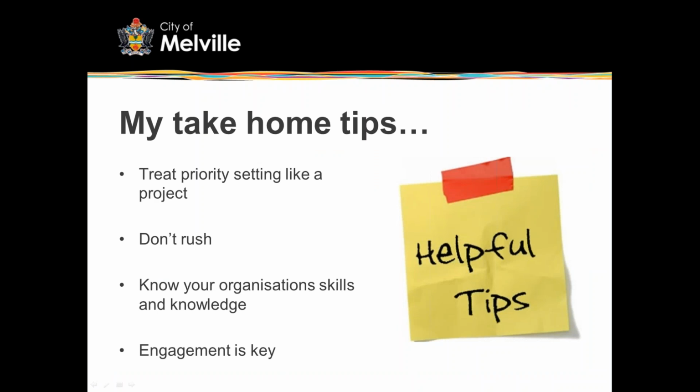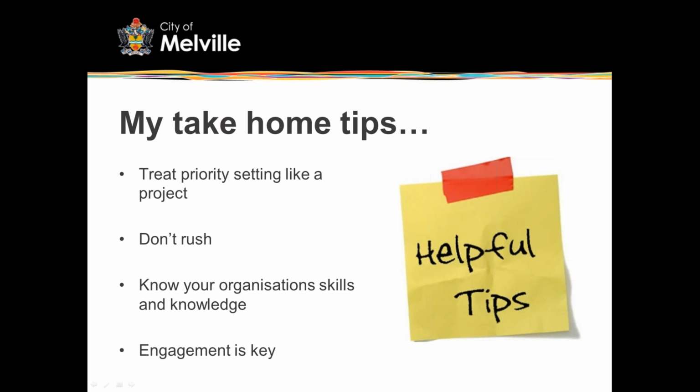So my take-home tips, I guess, for priority setting are to treat priority setting like a project. There are lots of steps involved, and by treating it like a project and applying project management, you can break it down into key milestones and timeframes, which will make it less overwhelming. Second tip is don't rush. If you want to do the priority setting process justice, then you need to take your time.